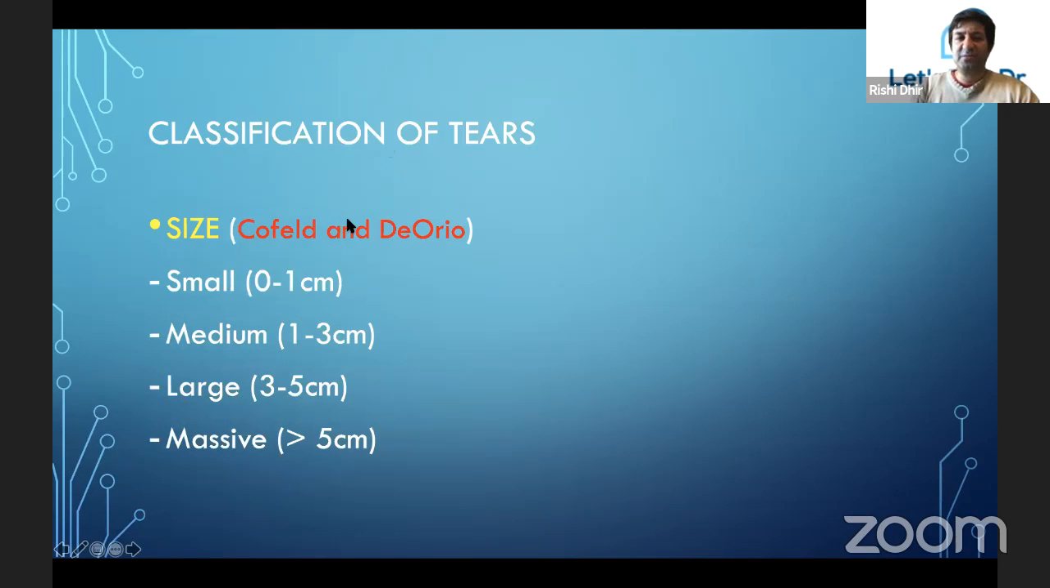So the first one is by Kofeld and Diorio, and they basically just looked at the size of tears. Small being 0 to 1 centimeters, medium 1 to 3, large 3 to 5, and massive tears more than 5. Is it that helpful? Well, it can be, just in terms of communicating, so you know what kind of fixation you might require. Oh, I might go for a double row repair rather than a single row, or this might be a longer case. It just helps your planning in your head.